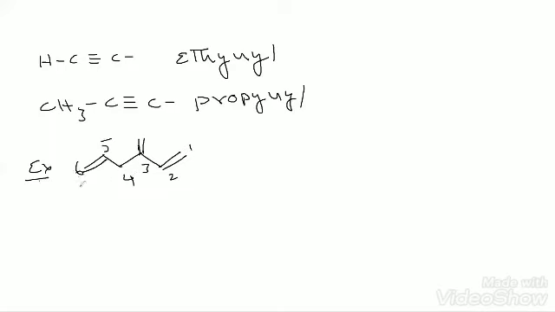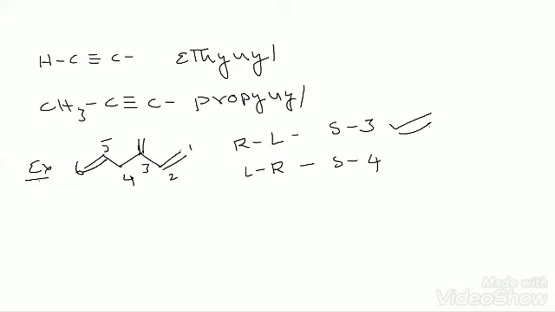Why not from this side? Suppose you give the numbering from this side, 1, 2, 3, 4. At the 4th position you are getting a substituent. So that's why I'm giving the numbering from right to left, so the substituent gets the third position. If you give the numbering from left to right, the substituent will get the fourth position. So that's why this is the right one.